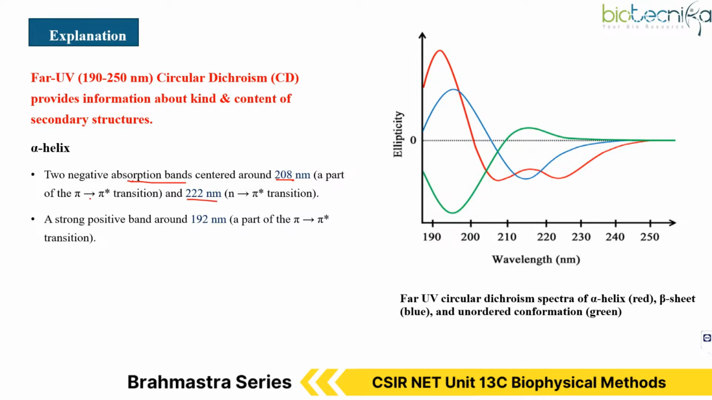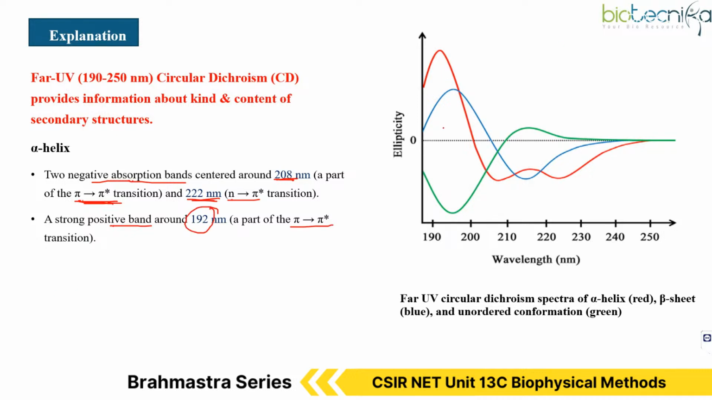This is mainly because of the type of transitions happening. If a pi to pi antibonding transition is happening, then the absorption band is observed at 208, and that is a negative band, and another at 222 nm, that is because of non-bonding to pi antibonding transition. This concept of transition I have already covered in detail in our regular classes, right? And a strong positive band around 192 nm because of pi to pi antibonding transition.